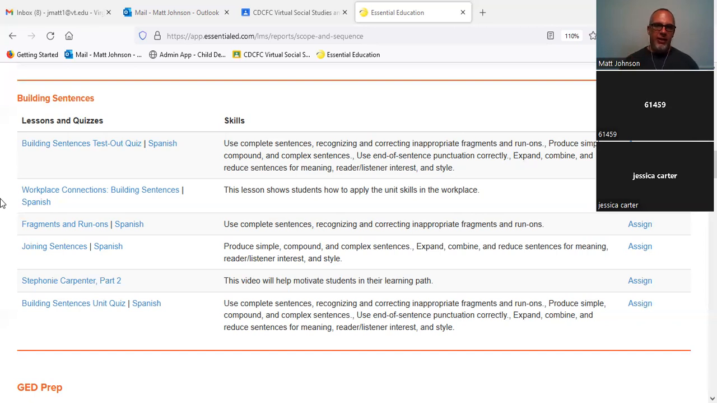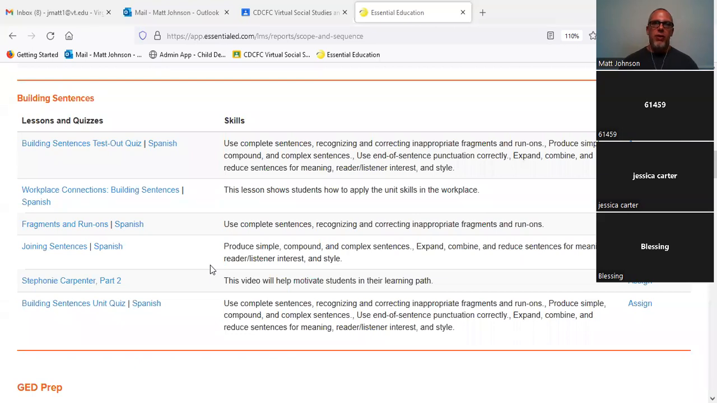So joining sentences here, right? Like the skill set says, it's producing simple, compound, and complex sentences. So expand, combine, and reduce sentences. Basically, when you have two sentences, would it work better together? Do you have a better idea if you join them? And how do you join them, right? We also want to make sure that we don't wind up making a grammatical error in doing so. So let's take a look at our lesson. We'll find out how that all works. All right.